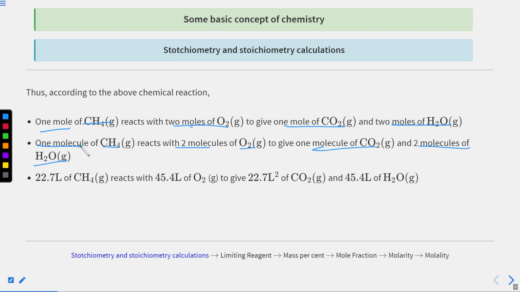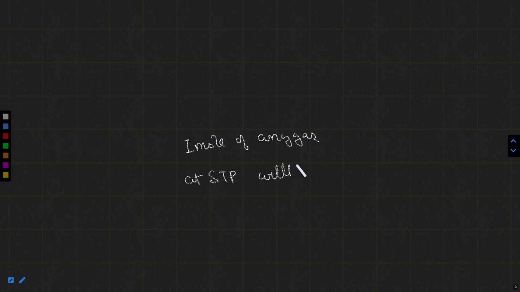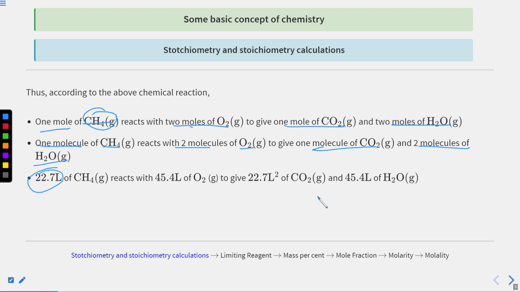How? Now 1 mole of CH4 will contain this much liters. So it is fixed, right? The thing is fixed that 1 mole of any gas at standard conditions, that is STP, will always contain 22.4 liters of that gas. It means 1 mole of gas at STP, that is 1 atm pressure and 27 degrees Celsius, will be contained in 22.4 liter volume. Okay, clear?